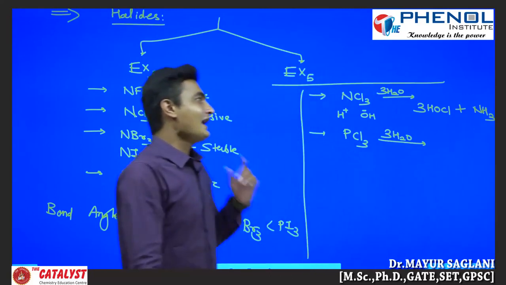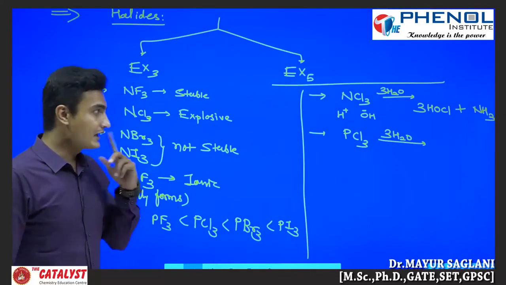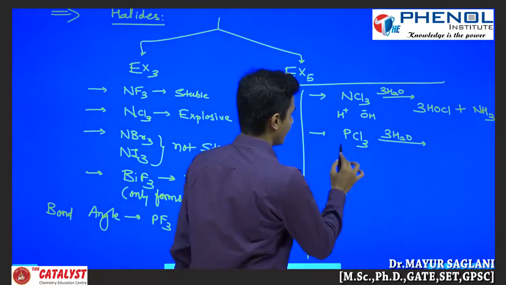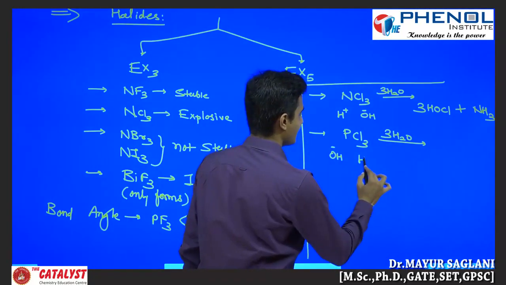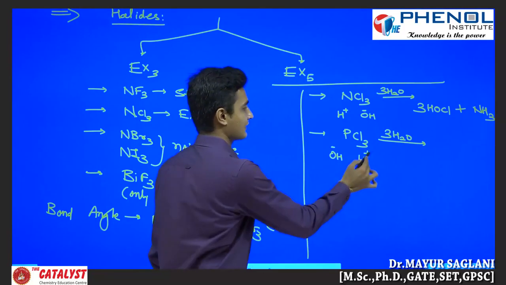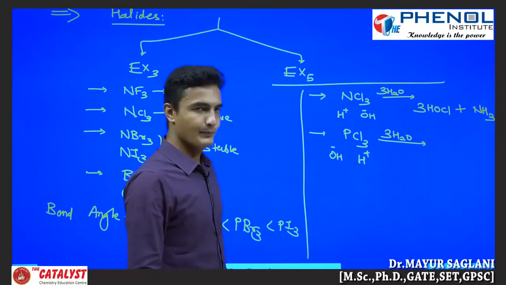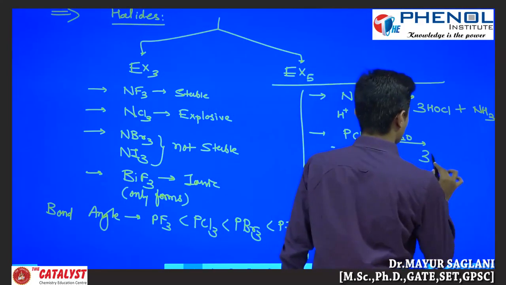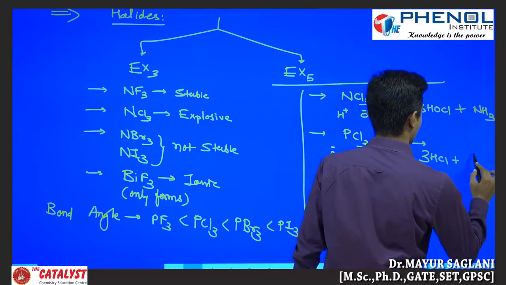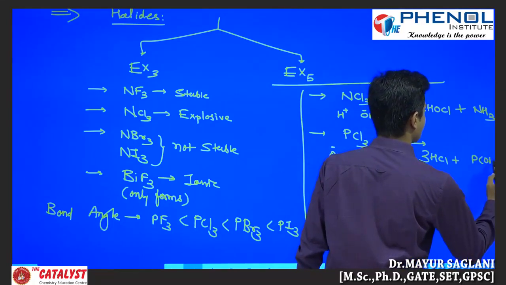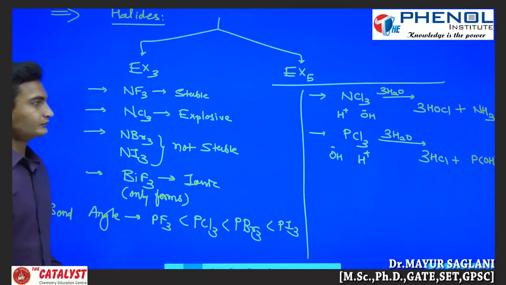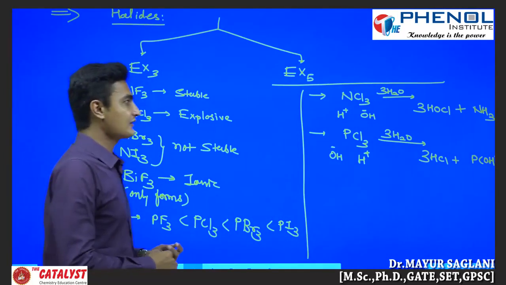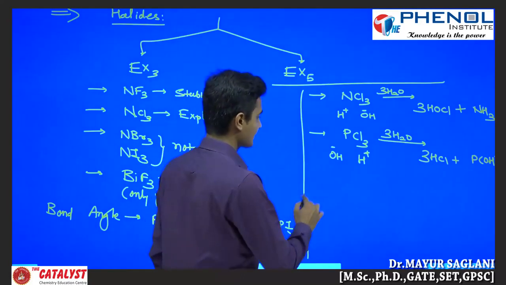Likewise, if you hydrolyze PCl3, phosphorus will attach with the OH- ion and Cl will be attached with the H+ ion. So in the product there will be 3 moles of HCl and P(OH)3, that is H3PO3. This one is the difference between the two hydrolyses.